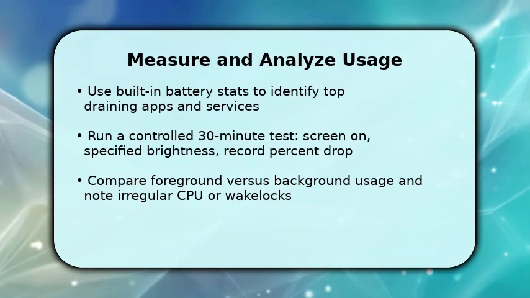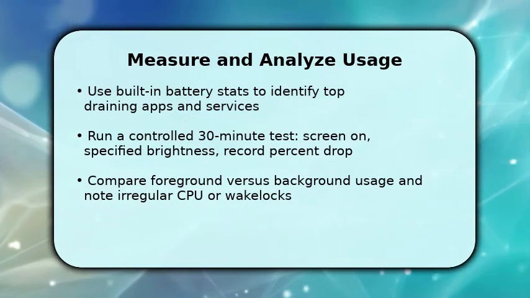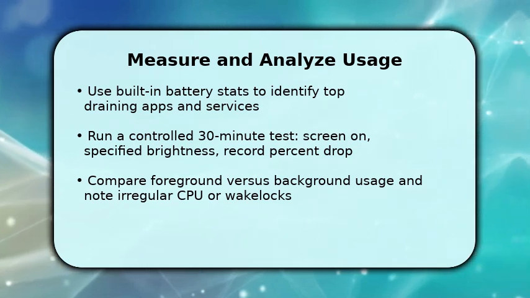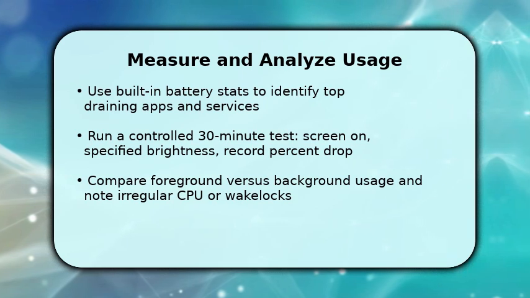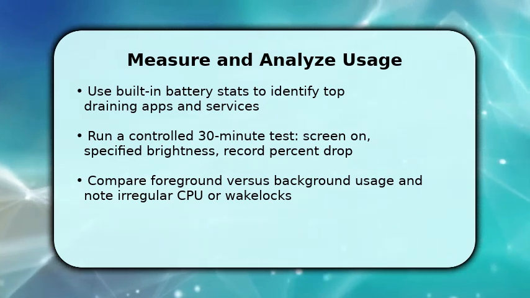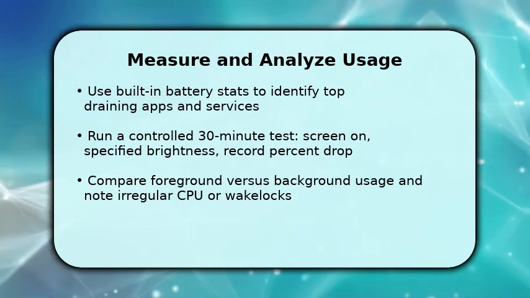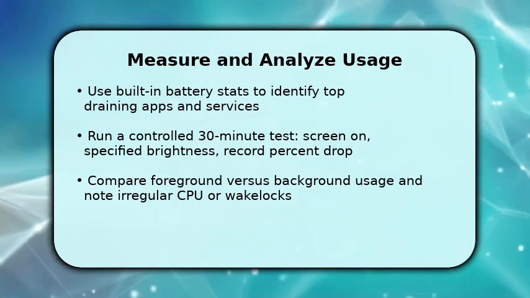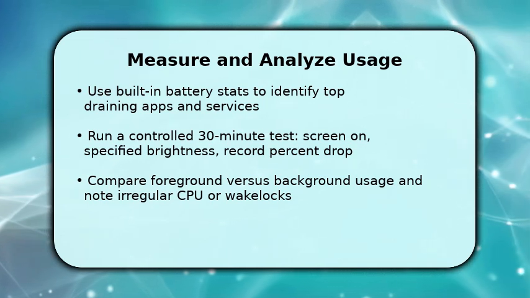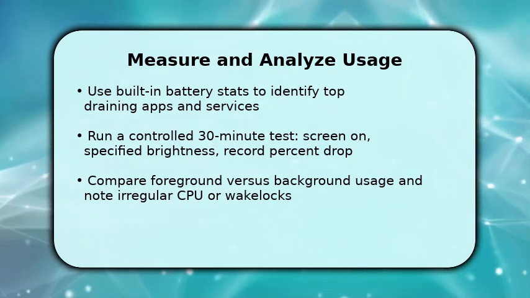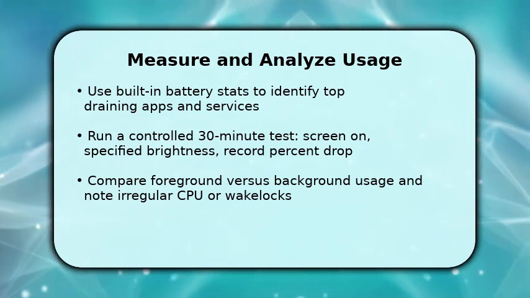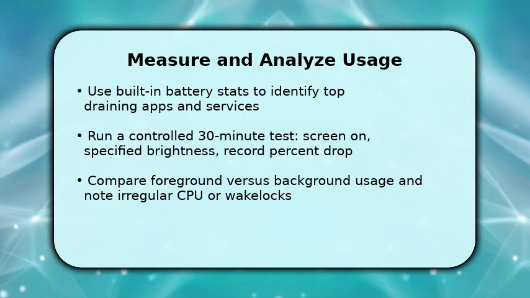You now measure how power is actually used, because numbers reveal hidden drains. Open battery stats and note top apps and system services. Look for apps using disproportionate background time. Run a controlled 30-minute test at a fixed brightness and record percent drop, then repeat with different settings to compare. Check CPU usage and wake clocks for persistent activity when the screen is off. Once you identify suspects, restrict background activity or uninstall to verify which change reduces the drain.